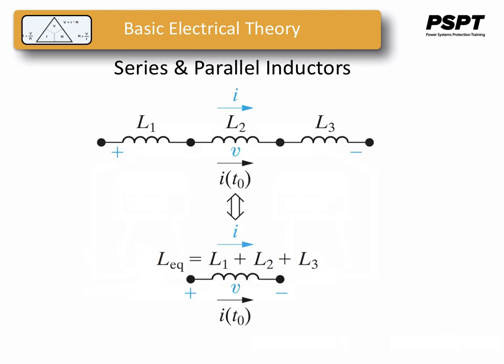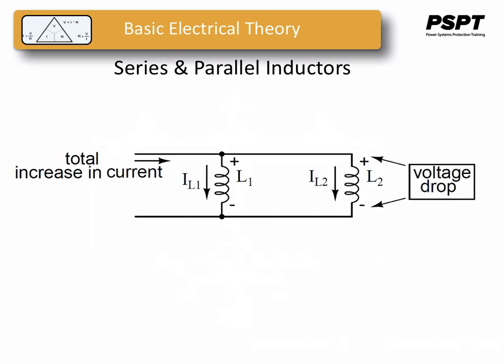Thus, the total inductance for series inductors is more than any one of the individual inductors. Thus, the formula for calculating the series total inductance is the same as calculating for series resistance. Series inductance, L total, is equal to L1 plus L2 plus any number of inductors that you have connected in series.